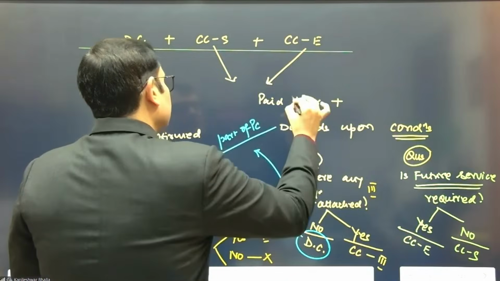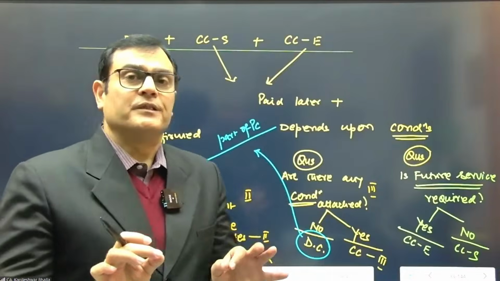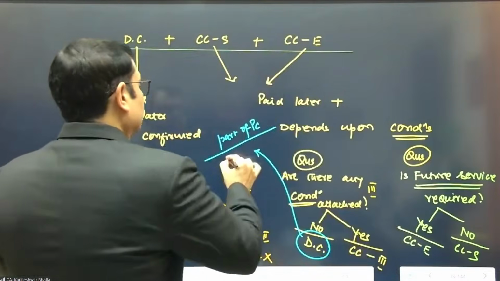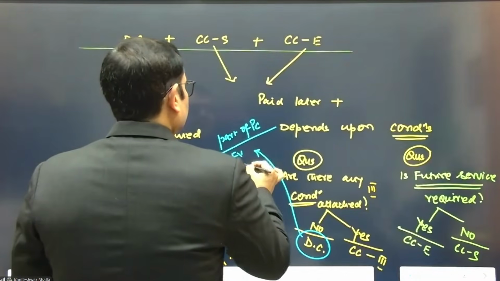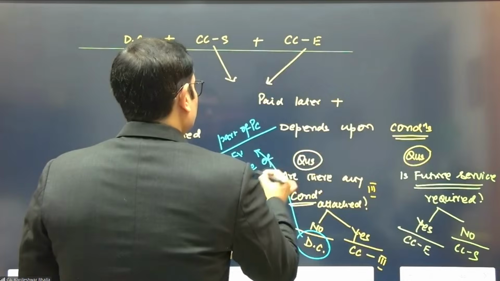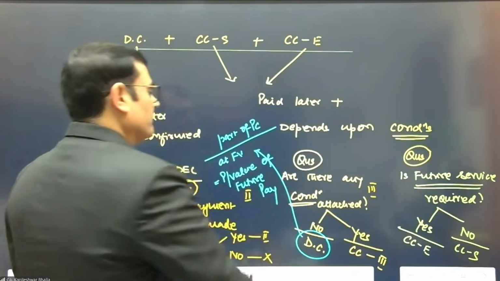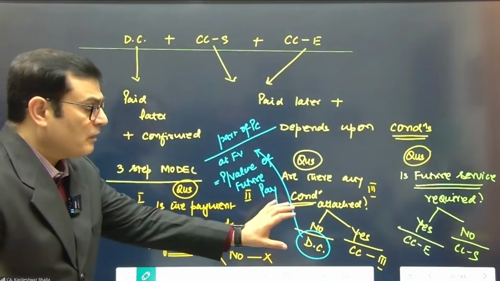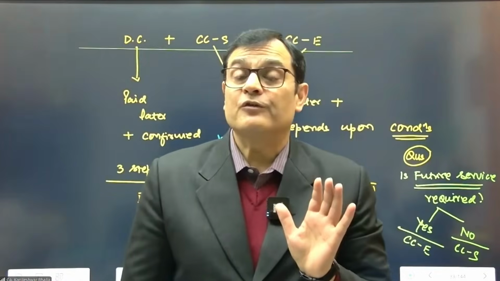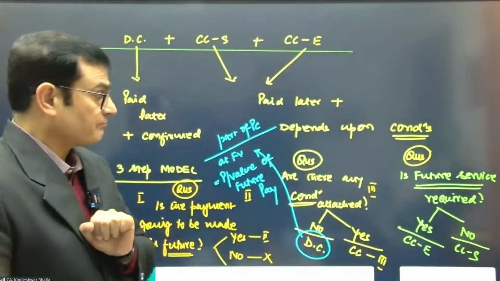If it is DC, then you will take it as a part of the PC. The deferred consideration will be included in the purchase consideration, and this will be at fair value. Now, what is the fair value? It is the present value of the future payment. So whatever amount I've agreed to pay in the future, I will take a present value of that future payment and include it in my purchase consideration.